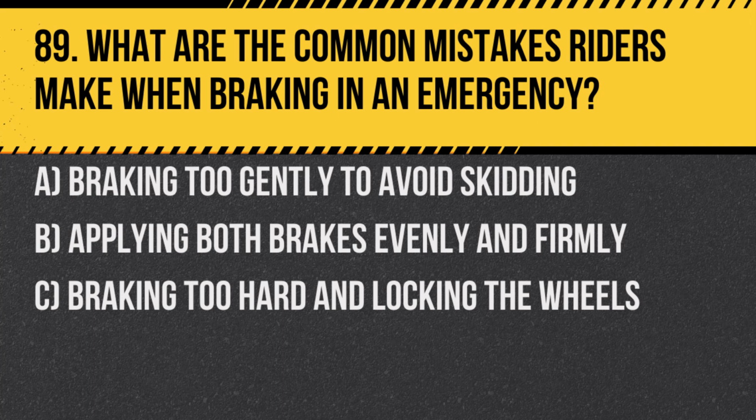Question 89. What are the common mistakes riders make when braking in an emergency? A. Braking too gently to avoid skidding. B. Applying both brakes evenly and firmly. C. Braking too hard and locking the wheels. Answer. C. Braking too hard and locking the wheels. This can lead to a loss of control and skidding, making it crucial to apply brakes smoothly yet firmly.